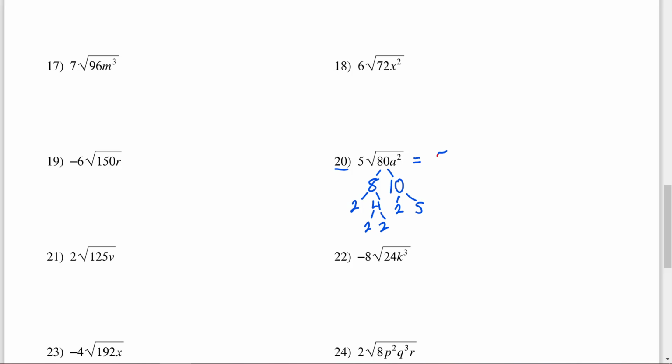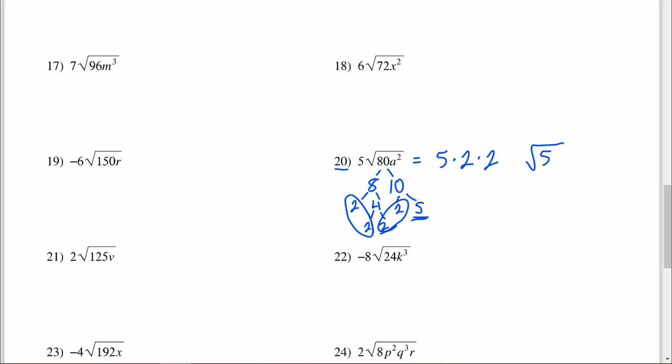So what do I have? I've got a 5. I've got 1 set of 2s and 2 sets of 2s. Now there are 2 ways I could write that. I could write that I took 1 set of 2s out and another set of 2s out. You could have also written 2 squared. It's really whatever makes more sense to you. And what's left behind? Just a 5. So for numbers, I'm just leaving a 5 behind.